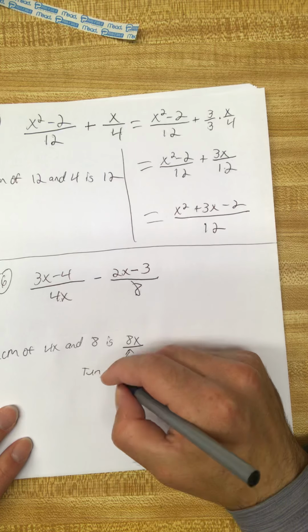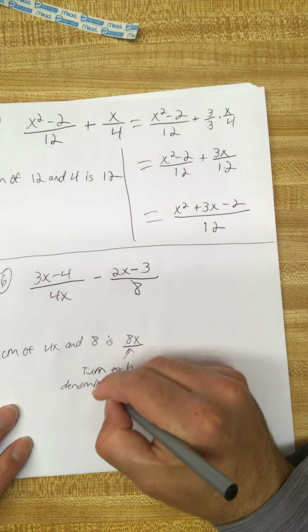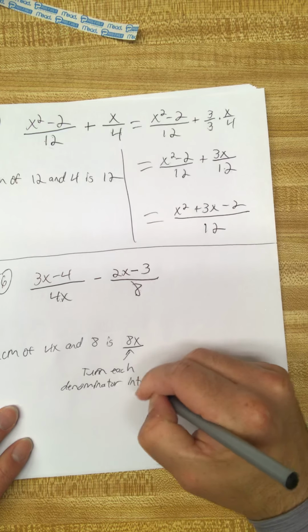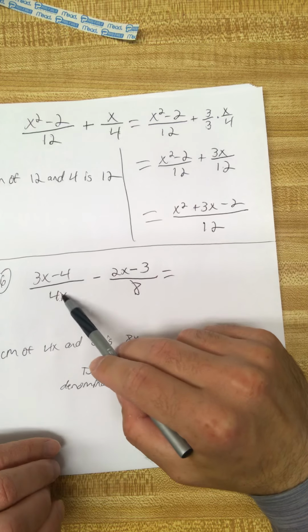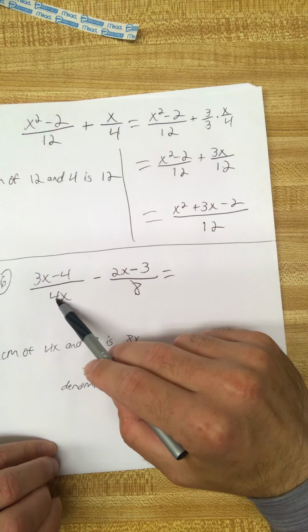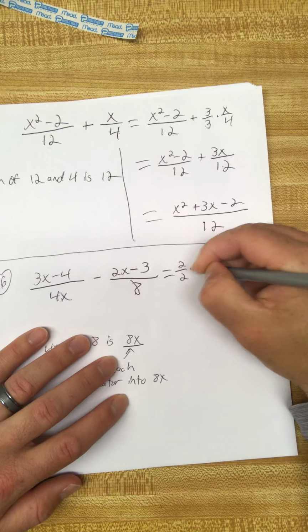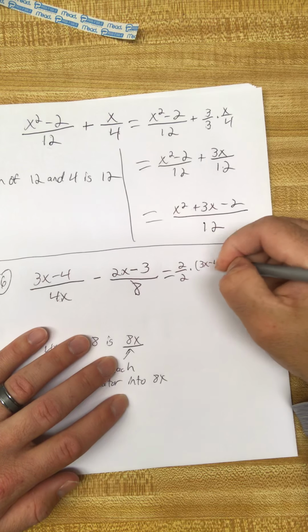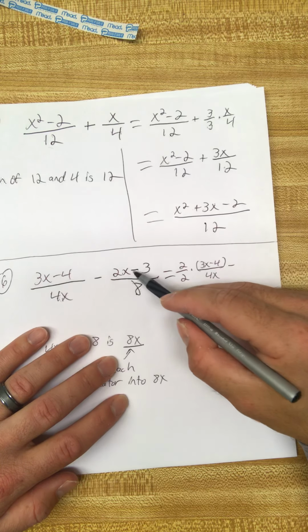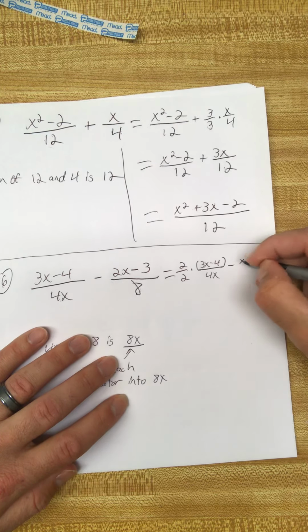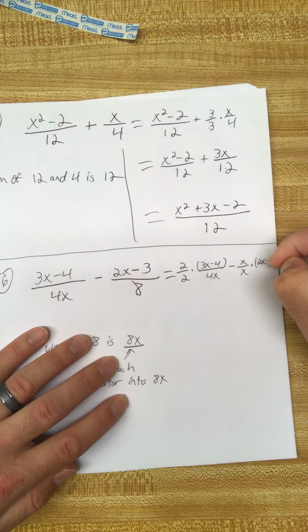So you want to be thinking, we got to turn each denominator into 8x. So what am I missing here to turn that into an 8x? I just got to multiply by 2. Multiply this by 2, I get 8x. So my first fraction is getting multiplied by 2 over 2, sorry. My second fraction, I got to turn this into 8x. So that's just missing an x. So I got to multiply by x divided by x. 2x minus 3.